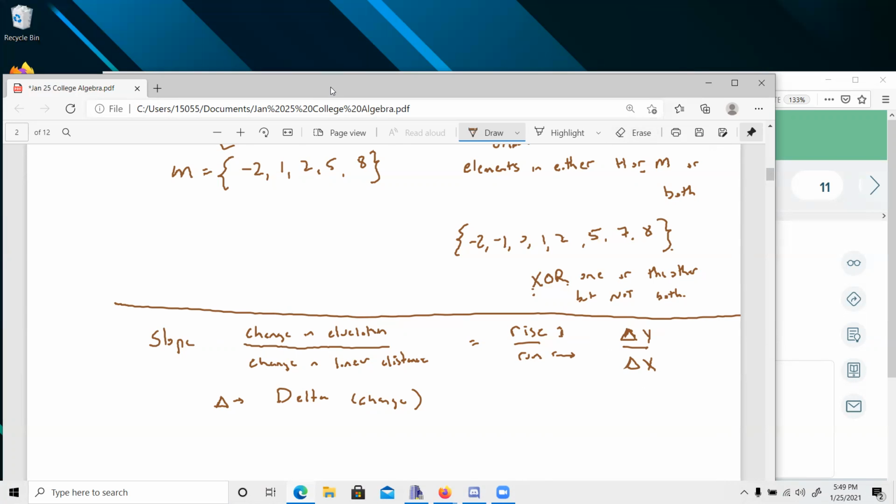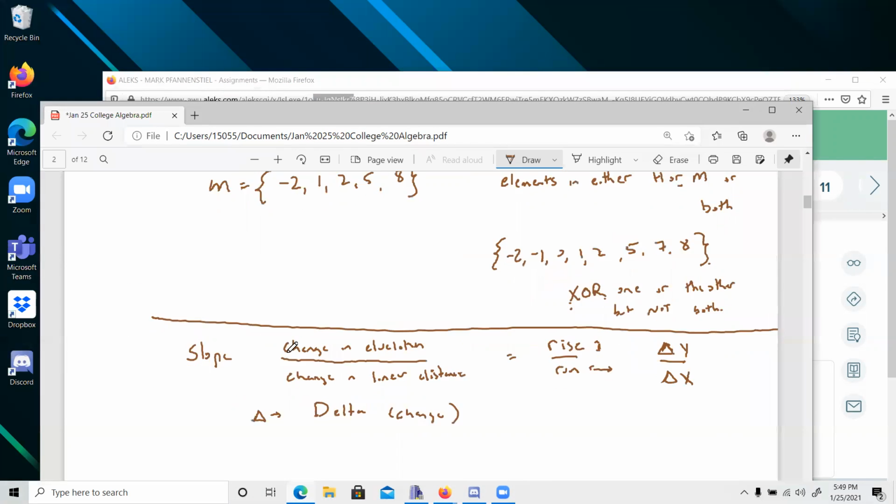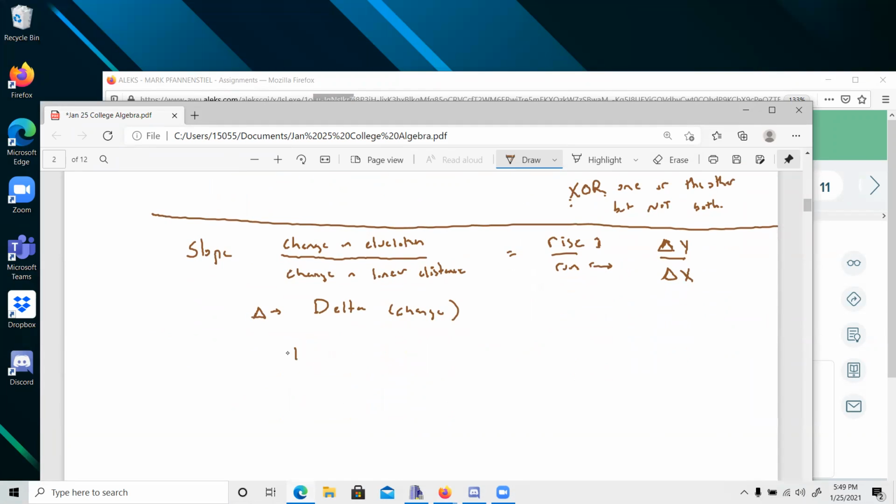So when I'm looking at this problem, how much are we going up and down here? We're going up and down 10 feet, and we're going side to side 80 feet. So that's going to be 10 over 80. Now, normally I would say, hey, it looks like it's going downwards, so we'd have a negative 10. We started at 10, and we went down to a different value. But the instructions say that we want the absolute value of this, which just means take out the sign. And we just have 10 over 80.